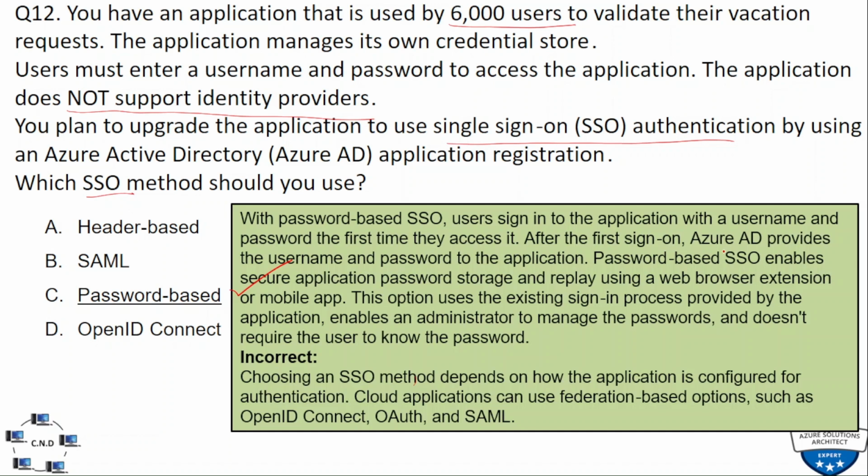After the first sign-on, the Azure AD provides the username and password to the application. Password-based SSOs enable secure application password storage and replay using a web browser extension or mobile app. This option uses the existing sign-in process provided by the application, enables an administrator to manage the passwords, and does not require the user to know the password. The incorrect options. Choosing an SSO method depends on how the application is configured for authentication. Cloud applications can use federation-based options such as OpenID Connect, OAuth, and SAML.